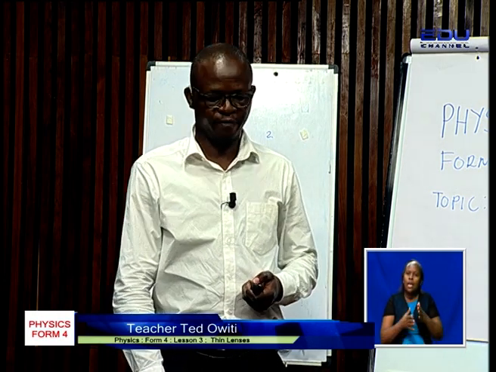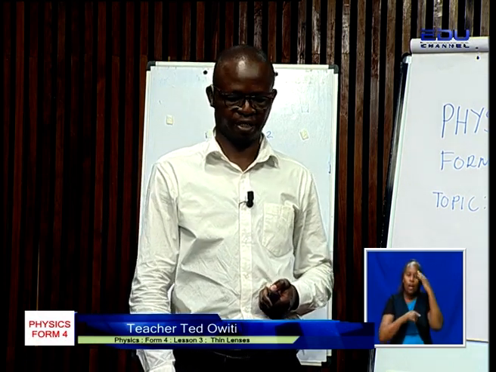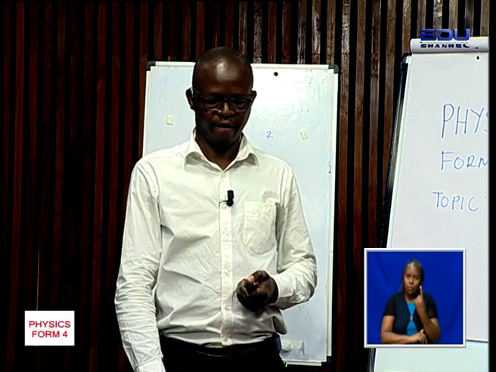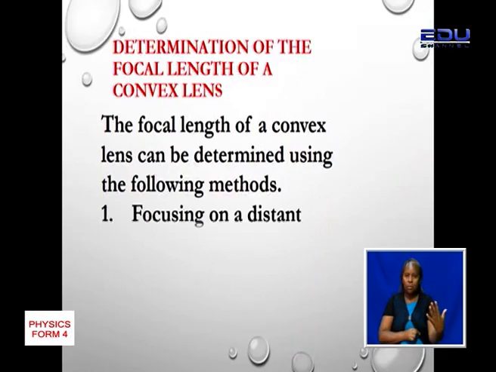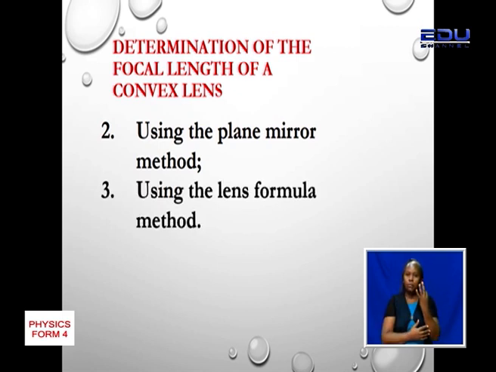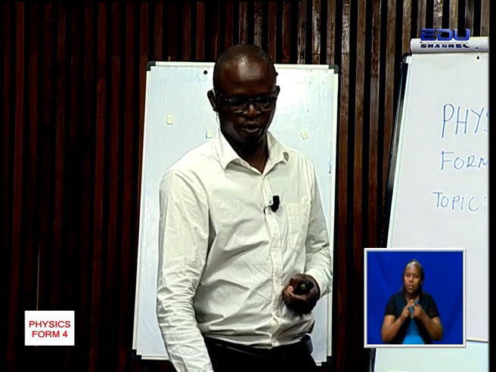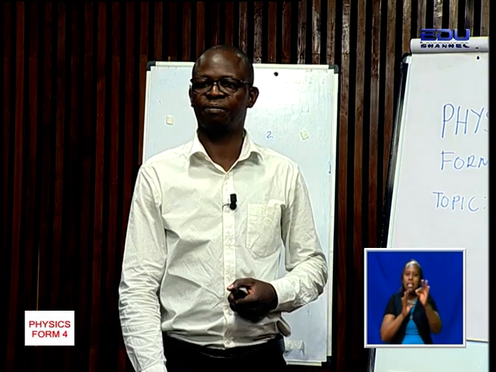In determining the focal length of the lens, we have three ways to do this. The first one is focusing on a distant object, all right? And the second one is using a plane mirror. And the third one is using the lens formula. So we will start with the first one, which is focusing on a distant object.